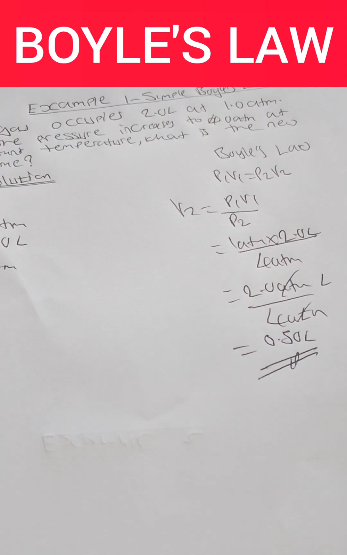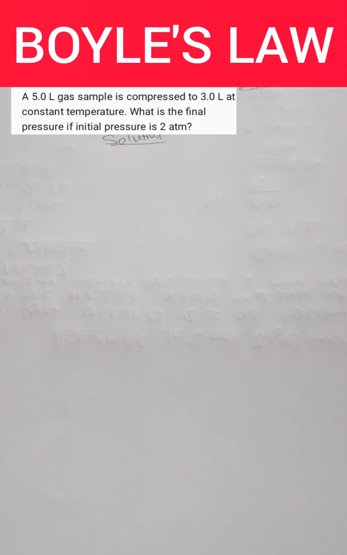Now you are going to find that you can be given the final volume, the final pressure, but you need to find the initial volume or the initial pressure. All you just have to do is place the data just like we did. So let's go ahead and do the second example. So here is the second example.